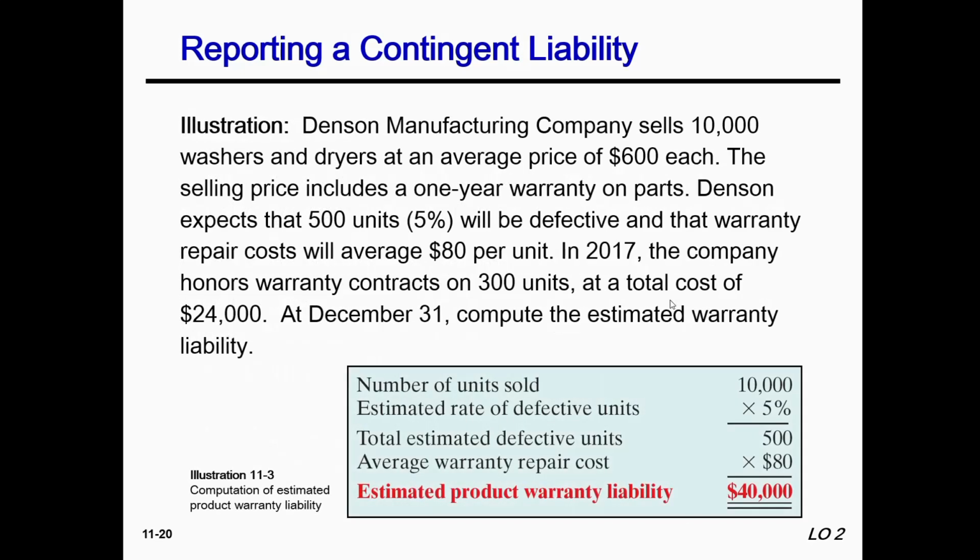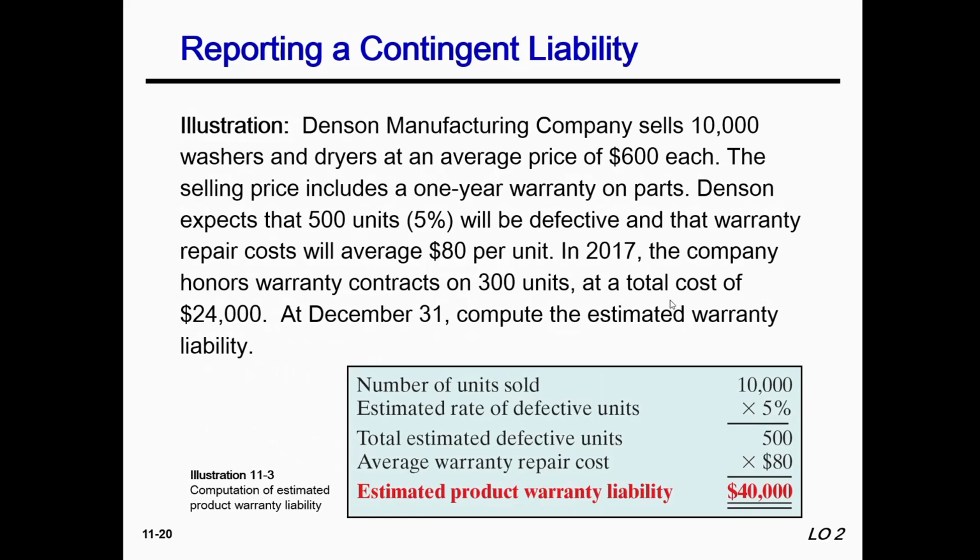We have an example over here. Denson Manufacturing Company sells 10,000 washers and dryers at an average price of $600 each. So 10,000 products are sold and each product sale price is $600. The selling price includes a 1-year warranty on parts, means Denson promises if a part is deficient or a part is broken, we can replace that part, but not the full product.